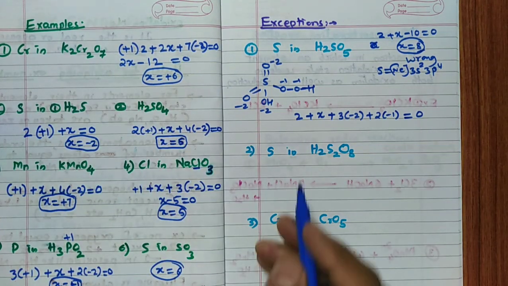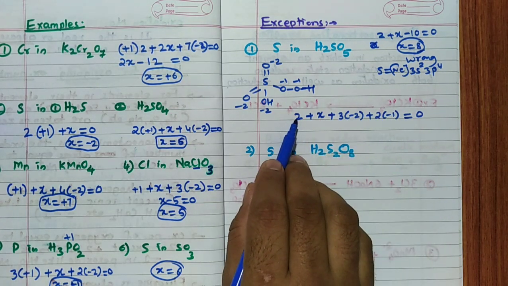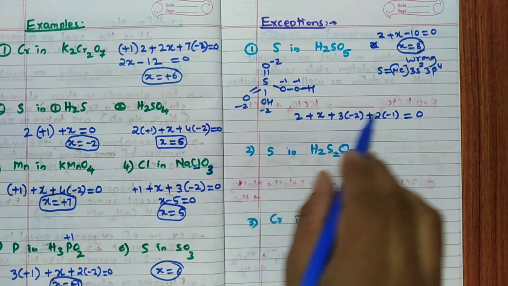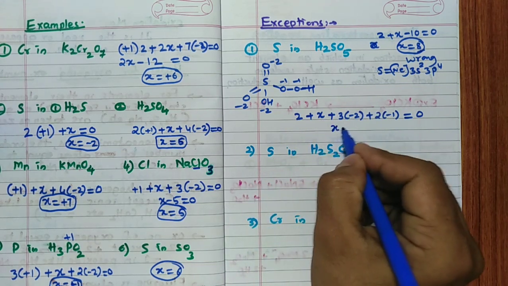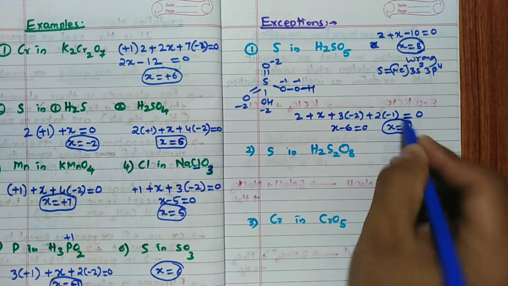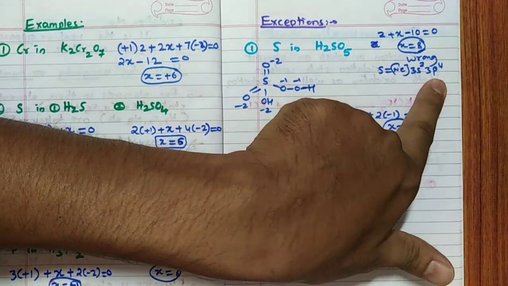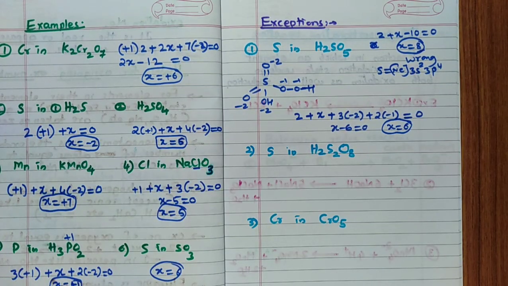Correct? So now if you calculate, minus 2 and plus 2 will get cancelled. Minus 2 plus 2, x minus 6 equal to 0. So x is equal to 6 is the answer. See, 6 is allowed because of 3s and 3p4.